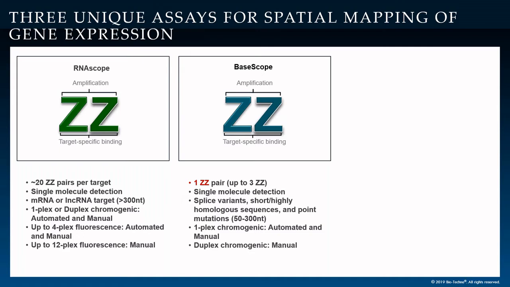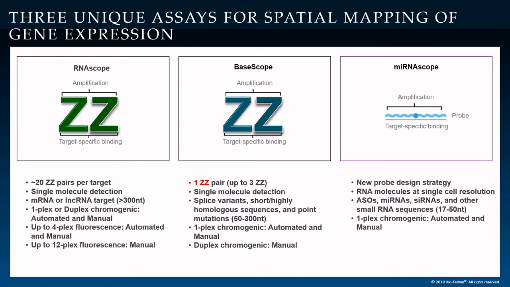And lastly, the newest assay that just came out is the microRNAscope assay. The microRNAscope assay has a new probe design strategy, and this will allow you to detect targets such as ASOs, microRNAs, siRNAs, or smaller sequences between 17 to 50 nucleotides. And this is currently available as a singleplex chromogenic assay. So really, with these 3 unique assays under that umbrella of RNAscope technology, you can target RNAs anywhere from 300 nucleotides to 17 nucleotides, covering that broad array of target sizes.